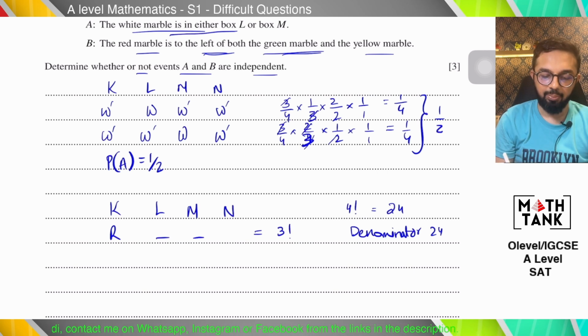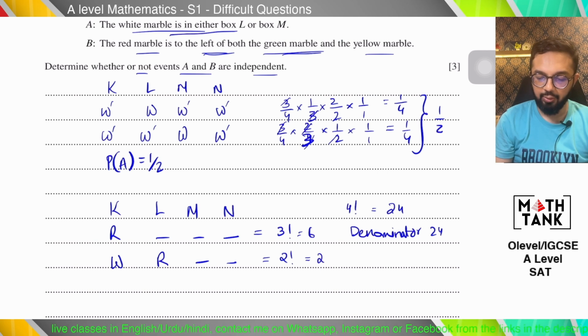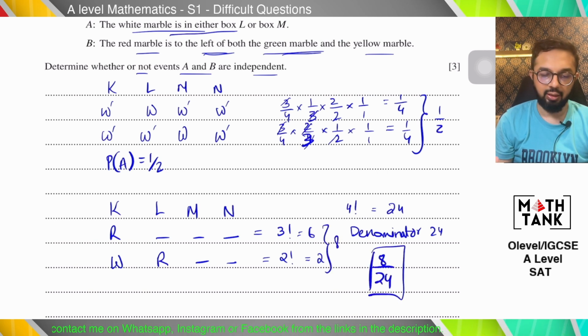Any of the 3 could appear here. Now, if red was here, the white has to be here, and then only the green and yellow marbles could be arranged. So that's 2 factorial arrangements. What's 3 factorial? It's 6. What's 2 factorial? It's 2. So I get a total of 8 out of 24. So that is my probability then.